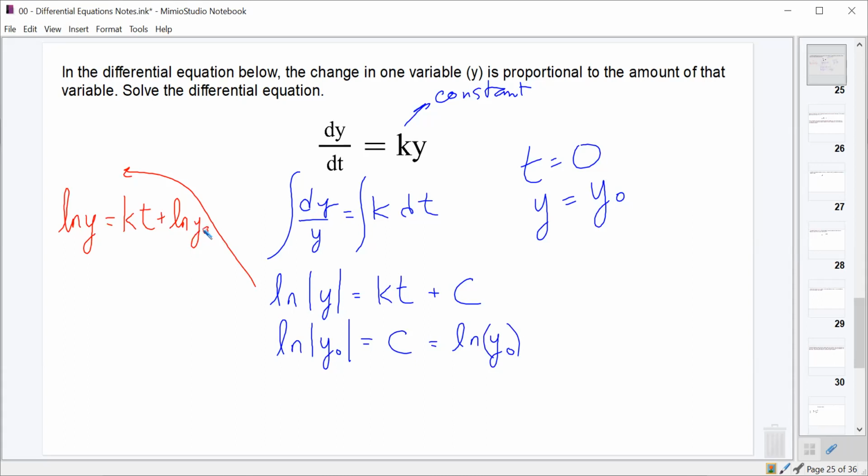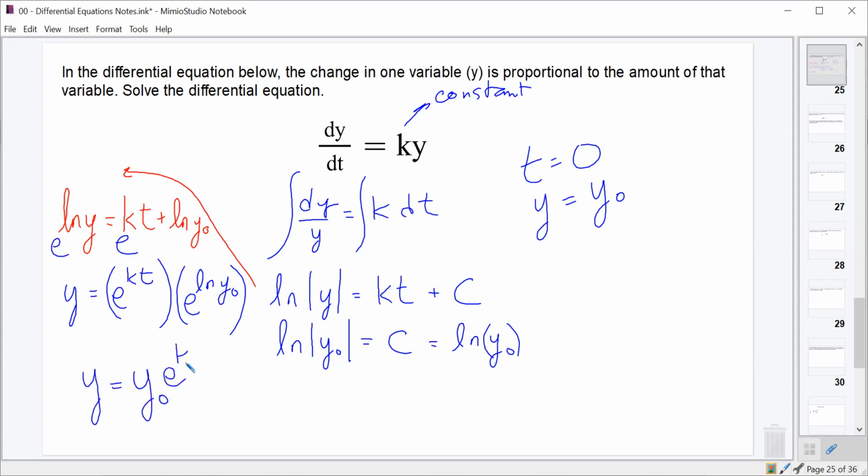And from there, we'll just exponentiate to solve for y. So if we raise both of those to a power of e, we get y equals e to the kt plus natural log y naught, which is the same as e to the natural log of y naught, just like we did in the last lesson. And e to the natural log of y naught is just y naught, and we're left with y equals y naught e to the kt. And this is a formula that you should be familiar with from previous math classes. This is the exponential growth and decay formula.